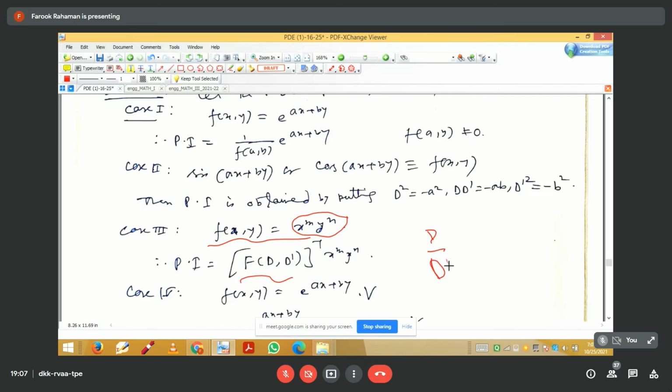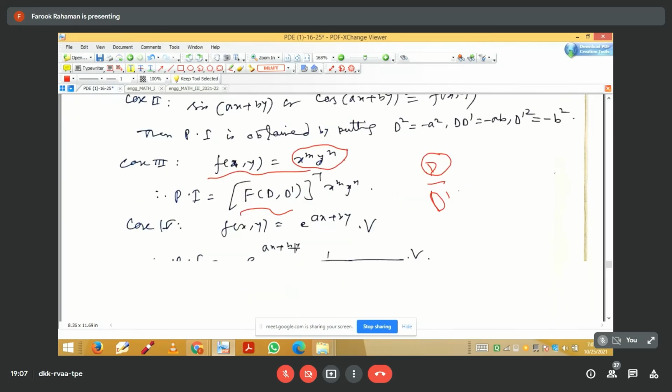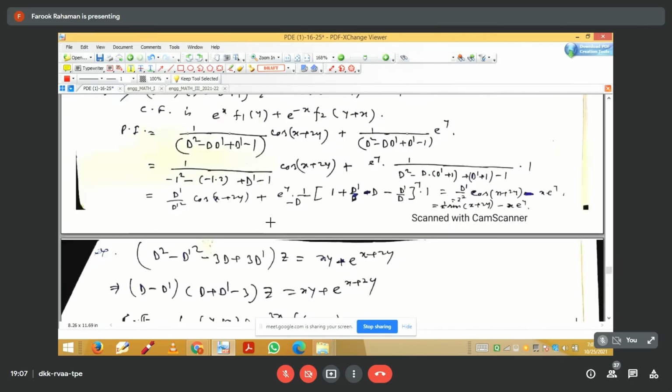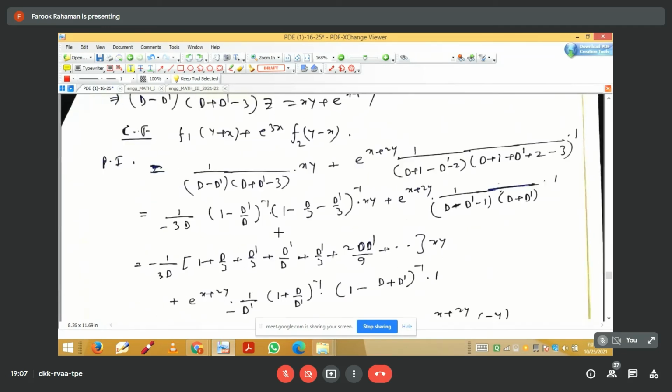If you expand it in this particular form, D means differentiation with respect to x, and 1 by D dash means integrate with respect to y, and the method is very similar. In this way we can find several solutions like this. I have given many examples for this. For instance, what is the PI for xy? Just raise the factors in this way.